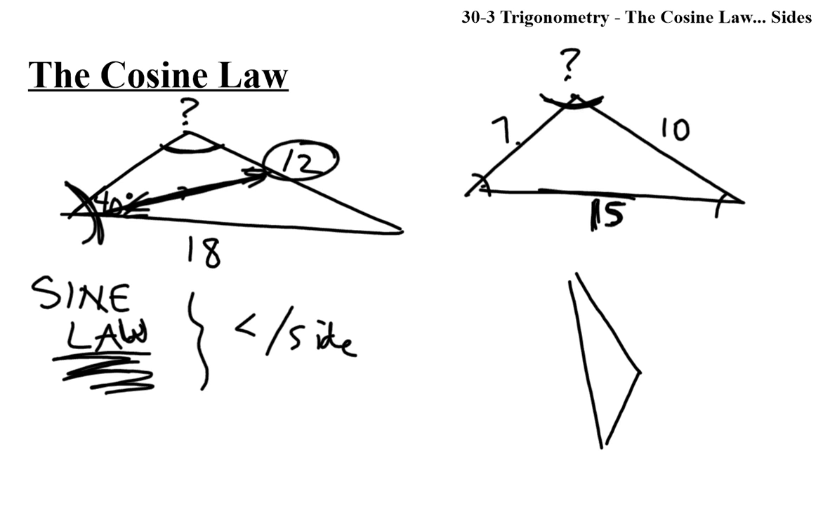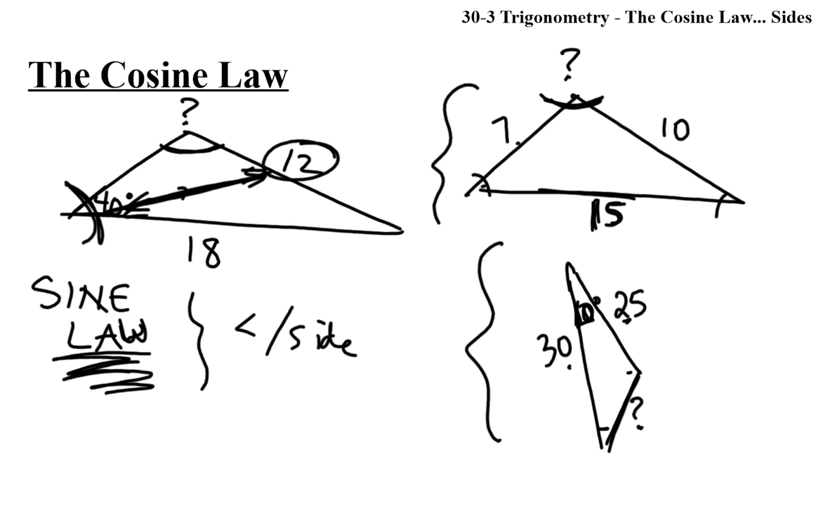Another situation might be where I have an angle. Let's say the angle here, for argument's sake, is 10 degrees. If we had 10 degrees, and then two other sides, 25 and 30, and I want to calculate this side here, I have angle 10, but I don't have an actual angle and a side paired up. So that's what you need for the sine law, and if you don't have those things, then we go to the cosine law.